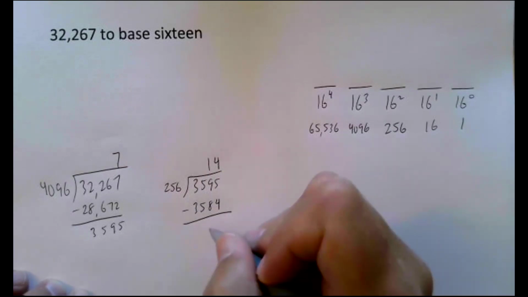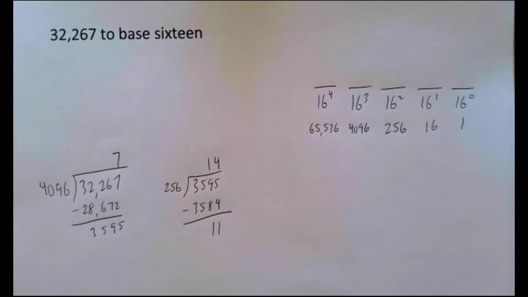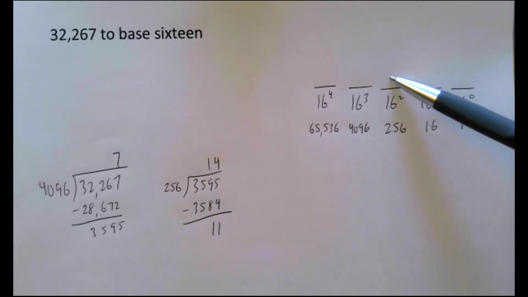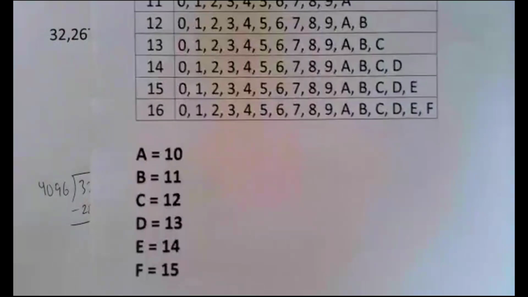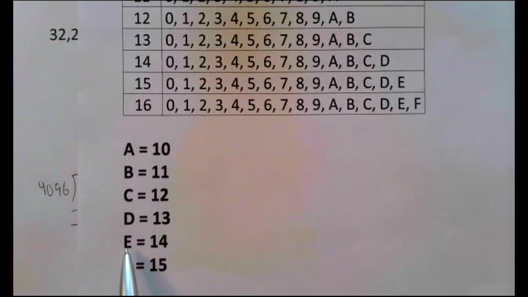And then we subtract there and we get 11. Okay. So I know that I'm going to have a 14 in the 256 position. I know I'm going to have a 14 right here. Again, how can I put a 14 there? There's only one space. How can I put a double-digit number? Well, we're not going to actually put 14. We're going to put the letter E.